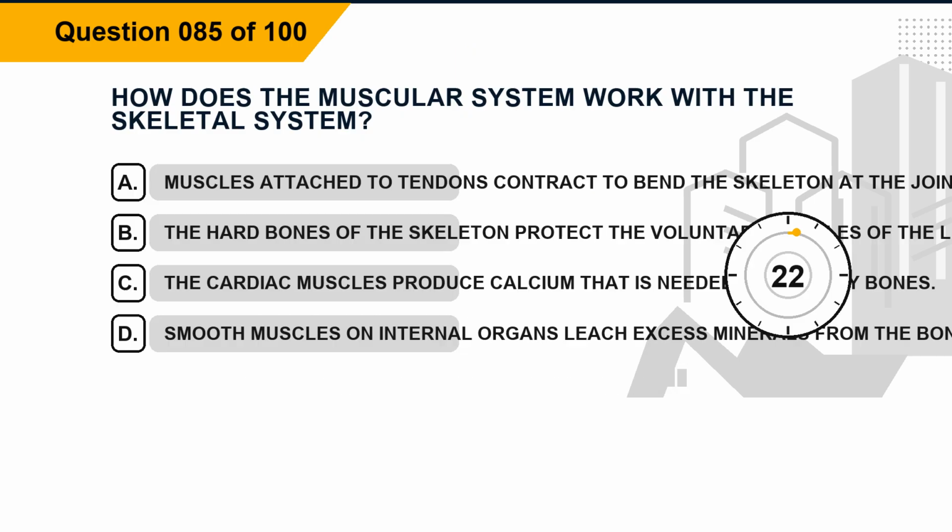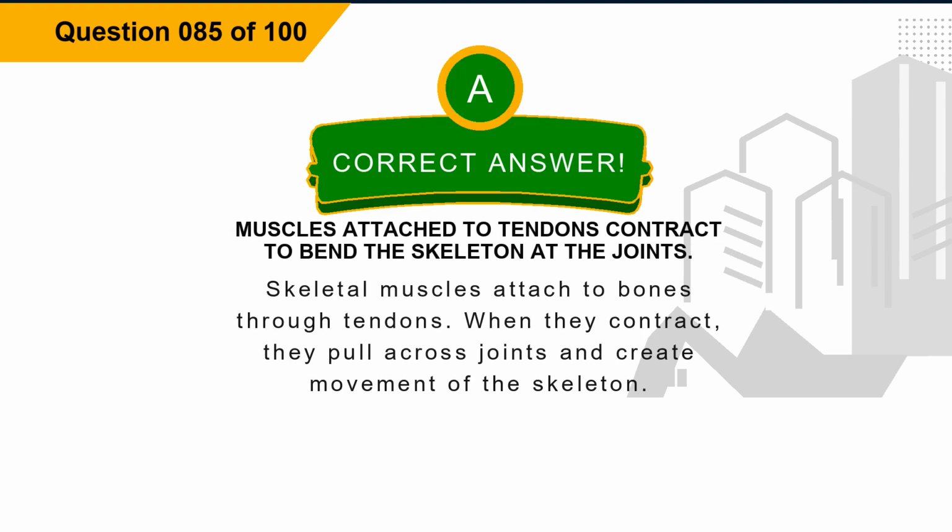Question 85. How does the muscular system work with the skeletal system? Option A. Muscles attached to tendons contract to bend the skeleton at the joints. Option B. The hard bones of the skeleton protect the voluntary muscles of the limbs. Option C. The cardiac muscles produce calcium that is needed for sturdy bones. Option D. Smooth muscles on internal organs leach excess minerals from the bones. The correct answer is option A. Muscles attached to tendons contract to bend the skeleton at the joints. Explanation. Skeletal muscles attach to bones through tendons. When they contract, they pull across joints and create movement of the skeleton.